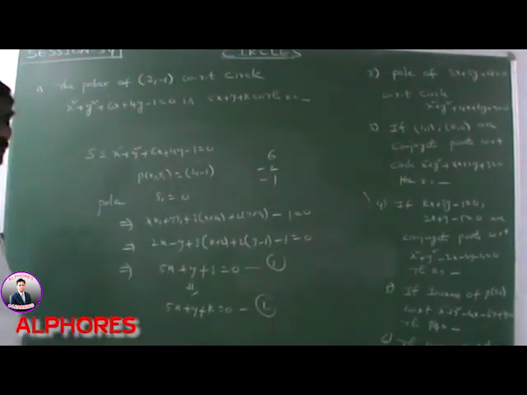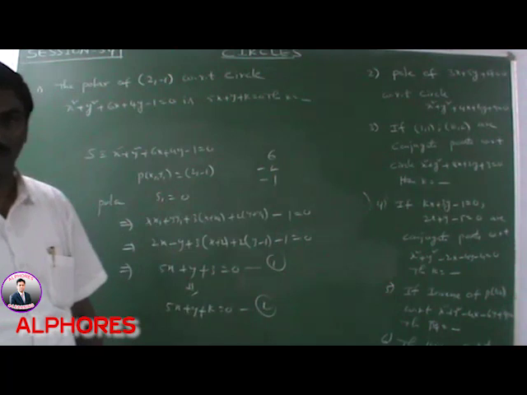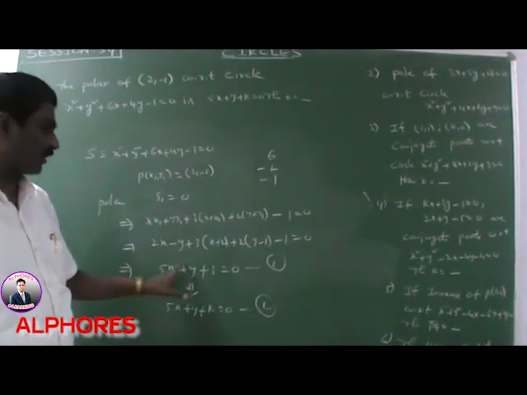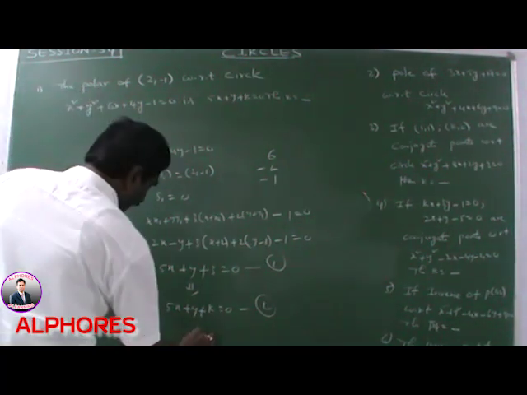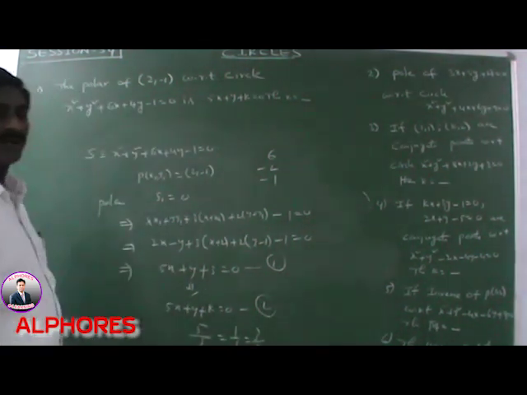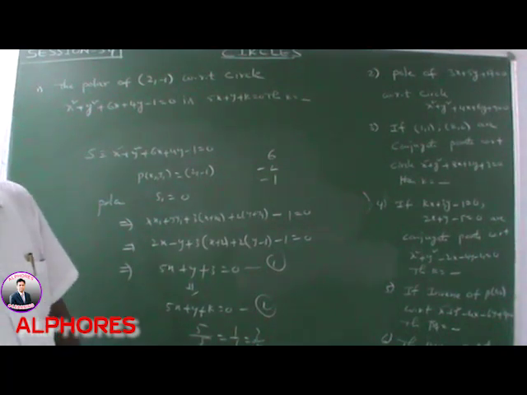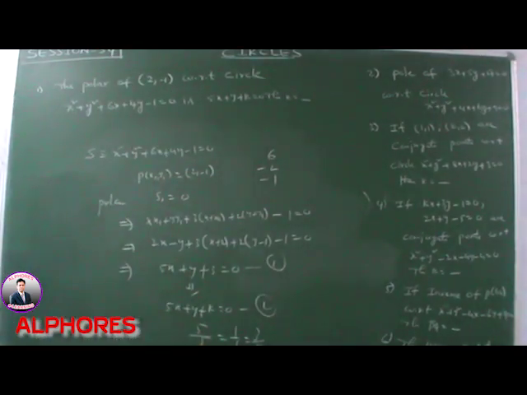These two are identical. If the two lines are identical, what is the condition? A1 by A2 is equal to B1 by B2 is equal to C1 by C2. So 5 by 5 is equal to 1 by 1 is equal to 3 by k. That means k is equal to 3. Here 1 and 2 are identical, so k is equal to 3. Therefore, the final value of k is equal to 3. Please note this problem and solution.